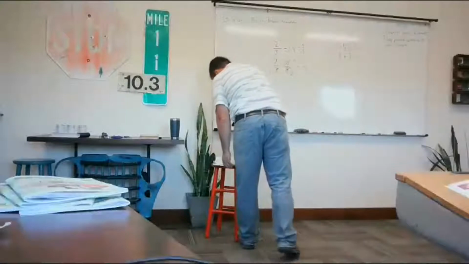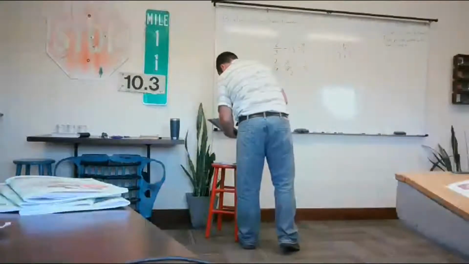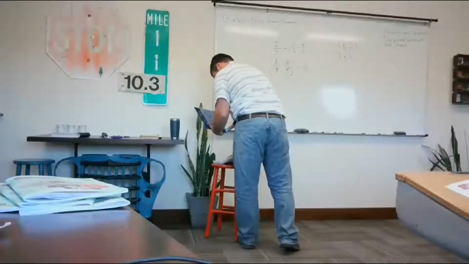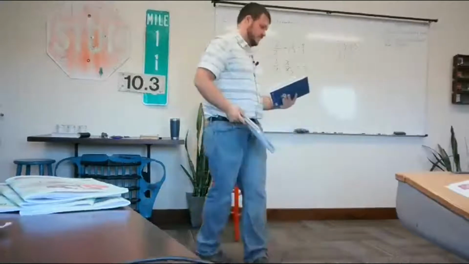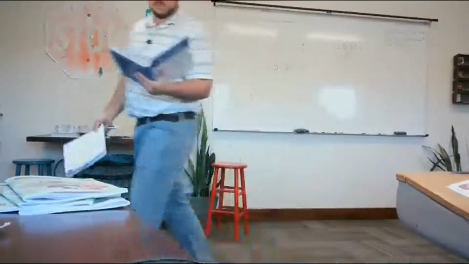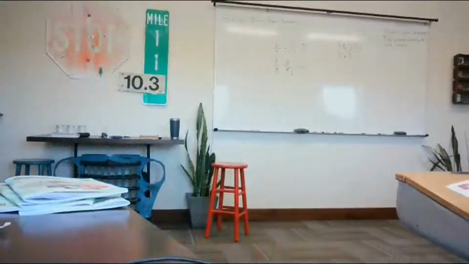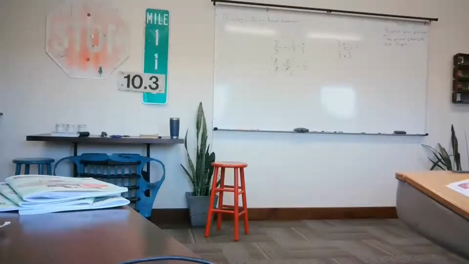Very good. So that is 32 over 1. If you have 32 over 1, you still have to reduce it to lowest terms, which means you come up with 32.